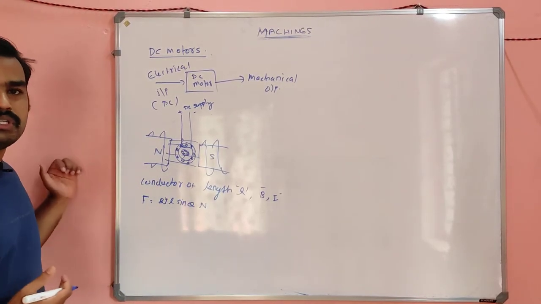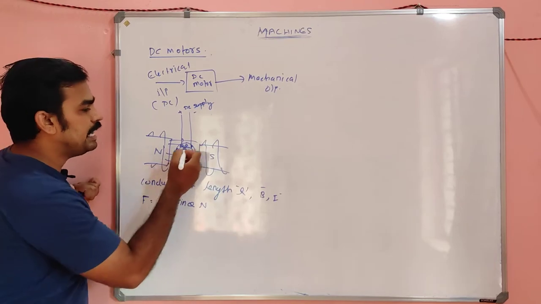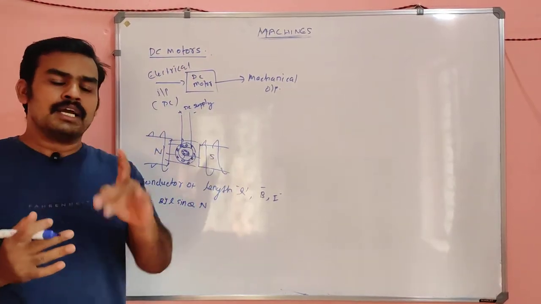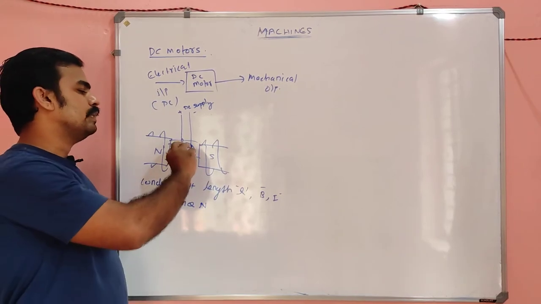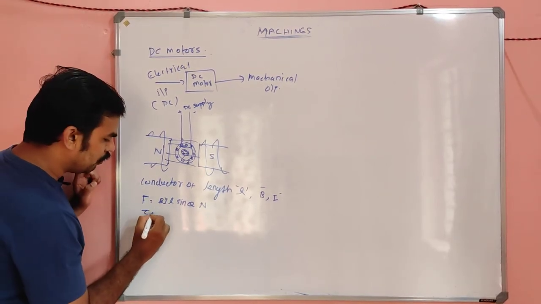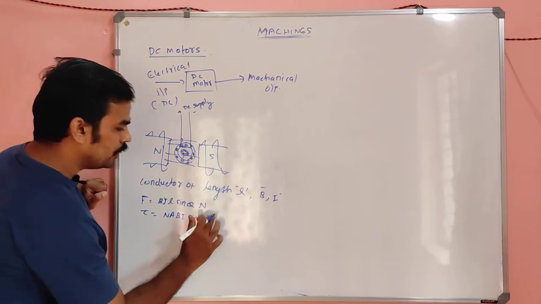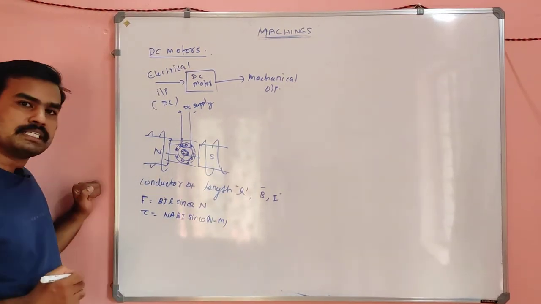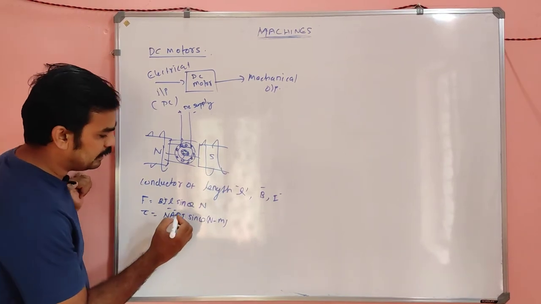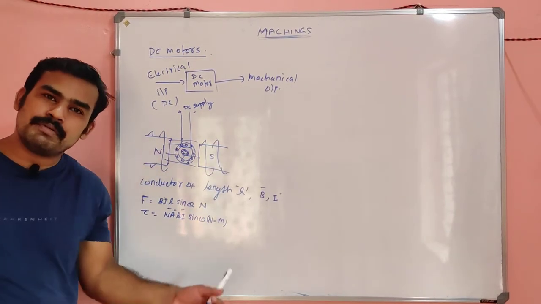So there will be some force existing on the conductors. The effective force will try to rotate this armature conductor, because the forces are arranged in such a manner that they make a rotating effect in the armature conductor. So due to the force, there will also be a torque. Torque is equal to NBIA sin theta, in Newton meter. The force is just in Newton. The torque is NBIA, where N is the number of conductors, A is the area of cross-section, B is the flux density, and I is the current. So torque is nothing but the turning effect of force. What is the difference between torque and force?